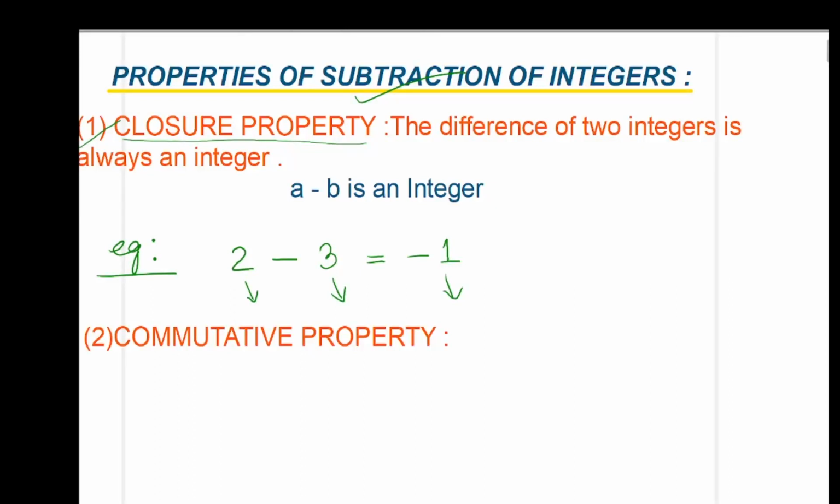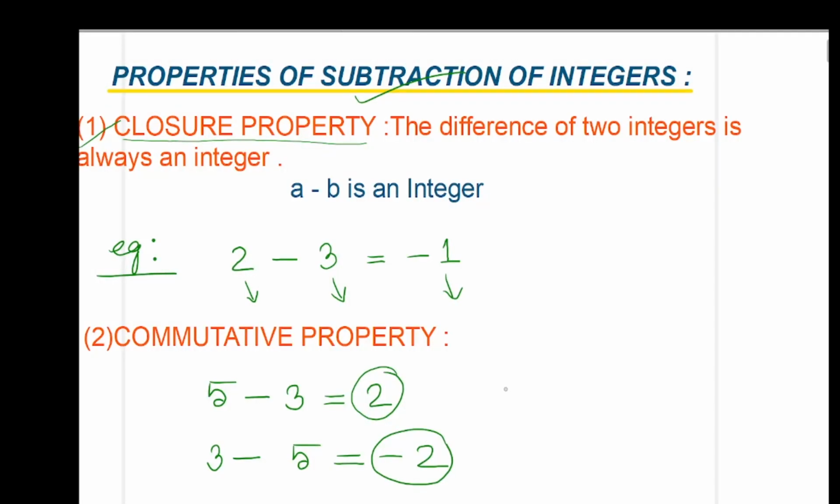Okay. Now commutative property. So see, in commutative property, suppose 5 minus 3, we will get what? 2. But if we exchange the order, 3 minus 5, what answer will we get? Minus 2. Now see, 2 and minus 2 are not the same. So not satisfied. Commutative property is not satisfied by integers under subtraction.